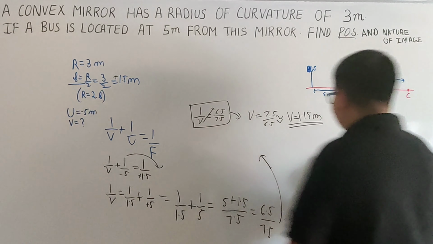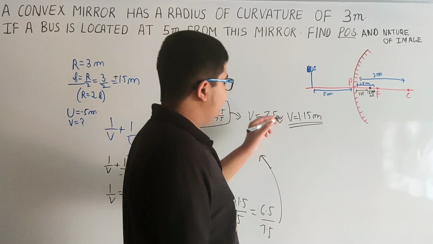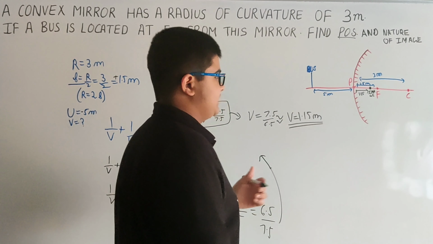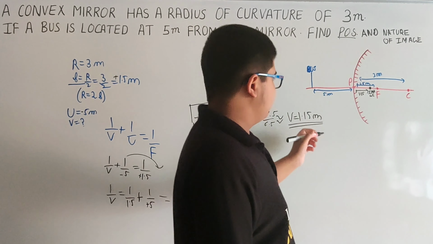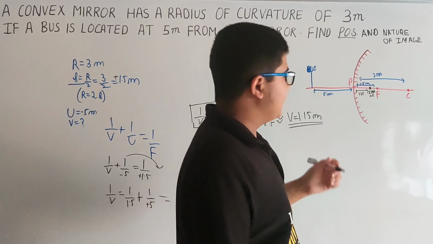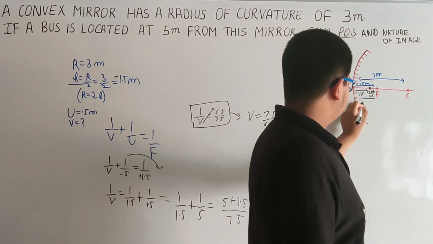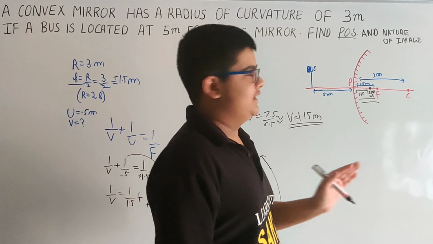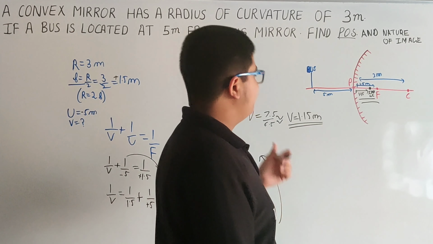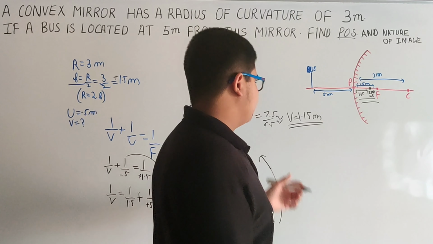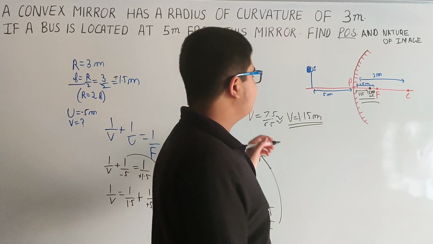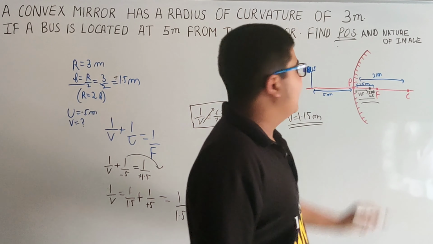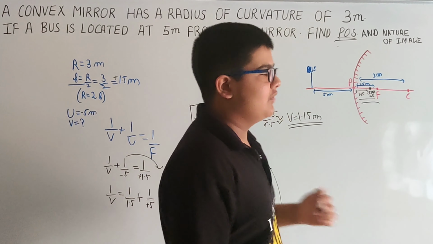Now from here we can get that as this value of v is positive, the image distance is also positive. And as the image distance is positive, we can say that the image is formed on the right hand side, that is the image is formed behind the mirror. So as the image is formed behind the mirror, we can finally say that the position of image is 1.15 meter behind the mirror. So we have solved one part of the question, and now let's solve the second part, that is nature of image.